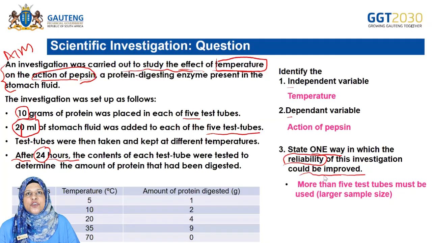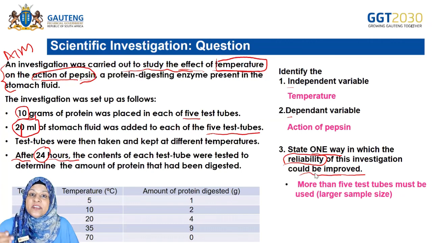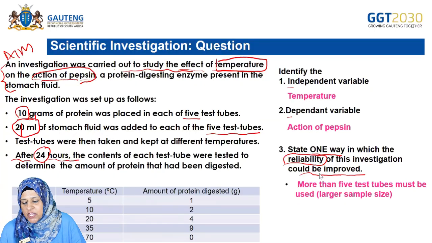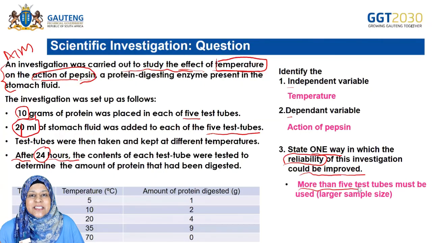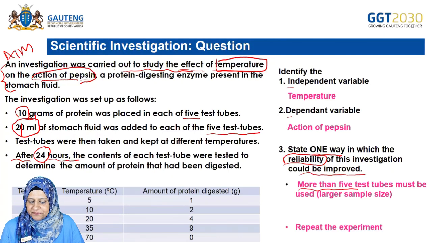If I ask you for how was reliability maintained in this investigation, you'll say 5 test tubes were used. But when I want to improve reliability, you must say more than 5 test tubes must be used. So more than 5 must be used. So in other words, you must increase the sample size. But remember, you can't write that. We want a larger sample size. How many test tubes did we use? 5. How do we improve reliability? More than 5 test tubes must be used.